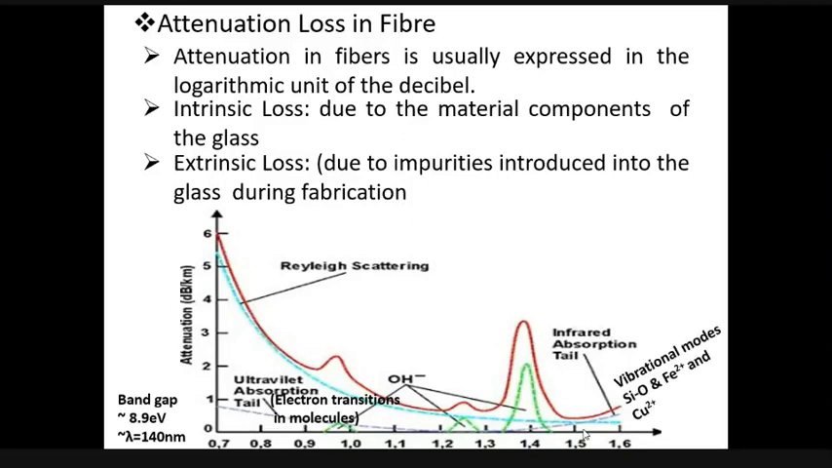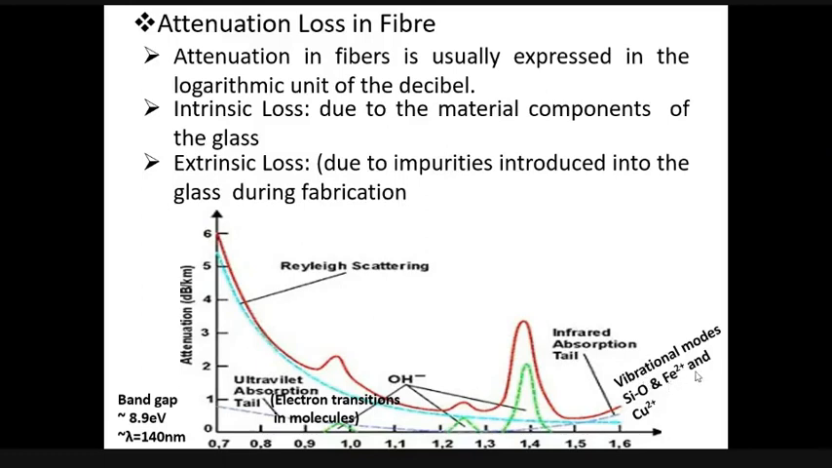And there is another tail here, the infrared tail. This tail is due to absorption by the glass molecules, or say the silica. Silica and oxygen oscillate or vibrate, so there are different vibration modes. The transition among these different vibration modes leads to losses in the signal, and these glass molecules absorb energy from the signal in the infrared region.